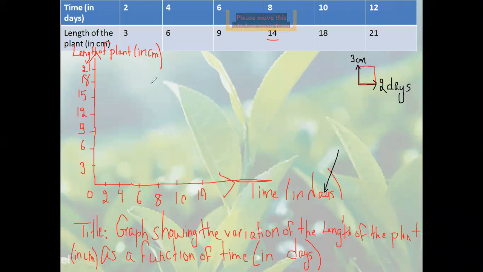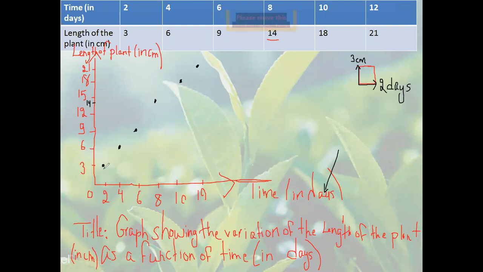Okay, so let's start. When the time was 2, the length was 3. When it's 4, it was 6. When it was 6, it was 9. When it was 8, it was 14. Where's 14? It's before 15. This is 14. So when it was 8, it was 14. When it's 10, it's 18. And 12, it's 21.